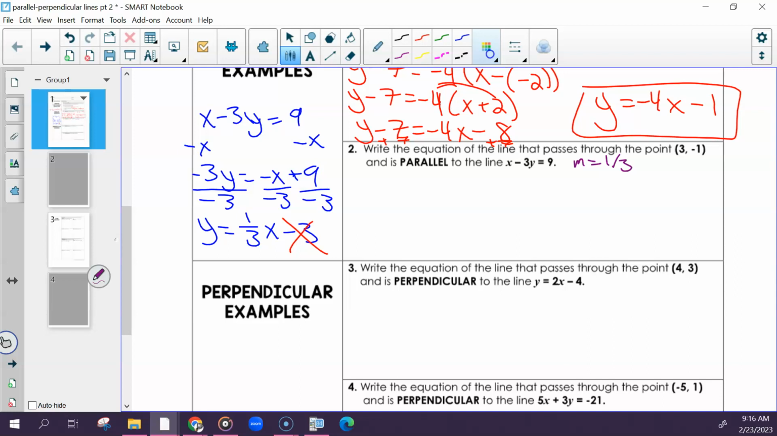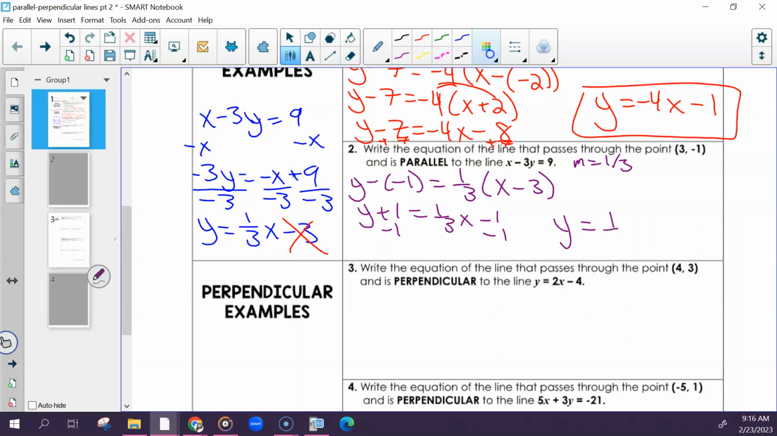So once you have your slope and your point, you can put it back in your point slope. Y minus -1 equals 1/3 times x minus 3. So I'm going to make this plus and distribute at the same time. And then subtract 1 on both sides. So y equals 1/3 x minus 2 is our new equation that is parallel to the original. They have the same slopes and different y-intercepts.